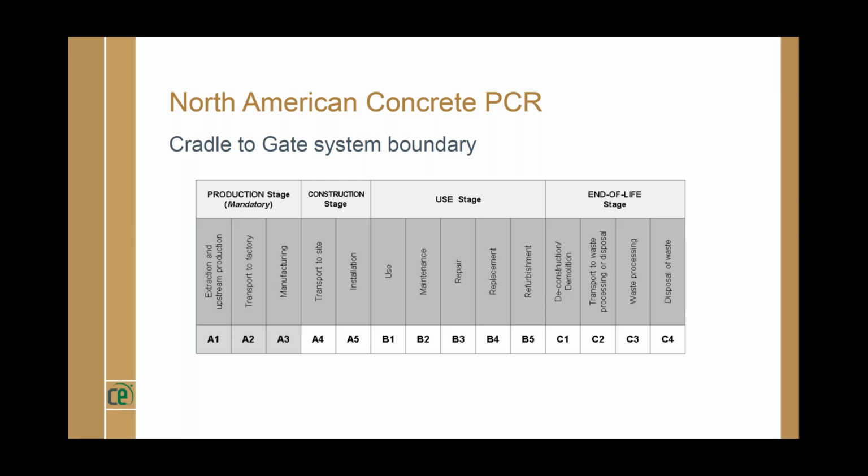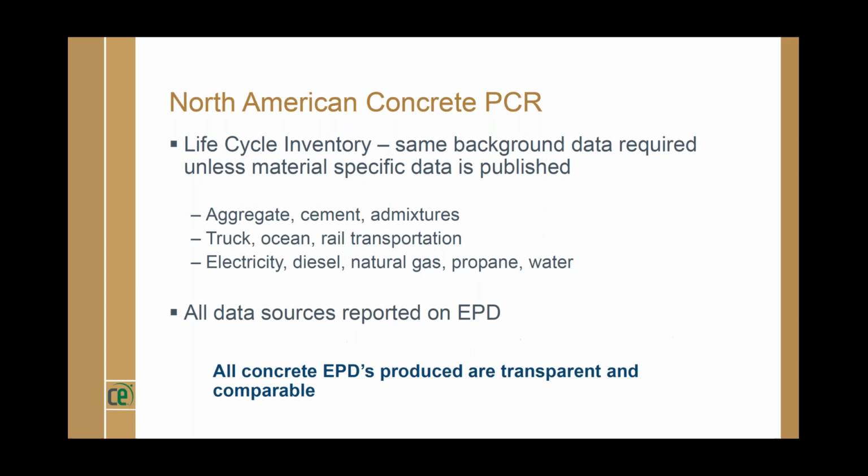Next slide. The last thing I want to point out about the North American Concrete PCR is that it is unique in that it defines the A1, A2, and A3 background data that must be used unless material-specific data is published. No other PCR that I know of does this, which is unfortunate, as this consistency in background data is what's making the EPDs using the North American Concrete PCR comparable. So the aggregate, cement, the admixtures, the trucks, the ocean and rail transportation, the electricity, the diesel, the natural gas, the propane, the water, all that background data is the same because the PCR requires it.